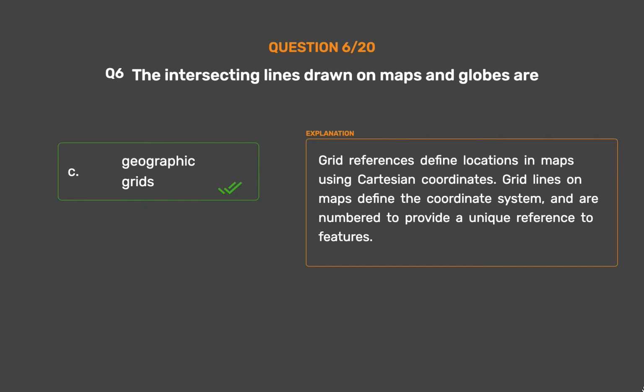Geographic grids. Grid references define locations in maps using Cartesian coordinates. Grid lines on maps define the coordinate system and are numbered to provide a unique reference to features.